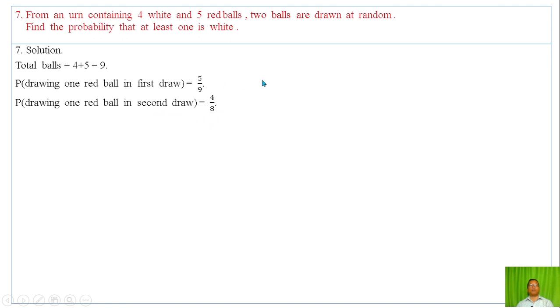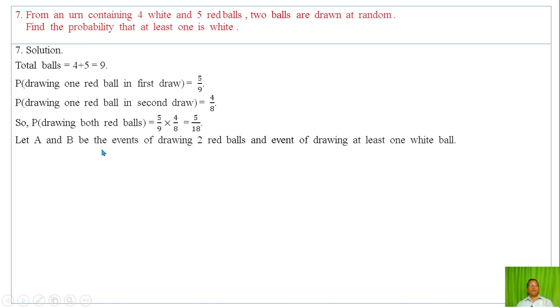So probability of drawing both red balls is 5 by 9 into 4 by 8, that is 5 by 18.